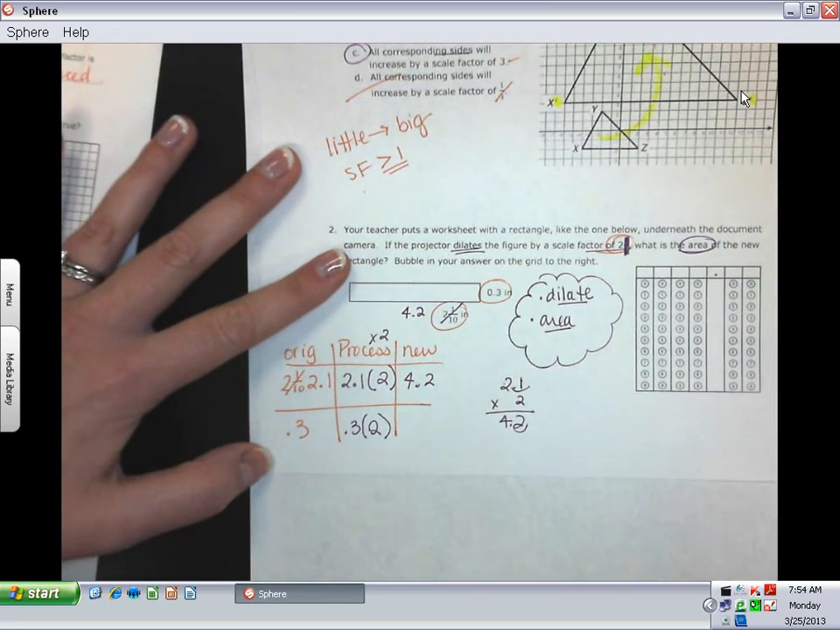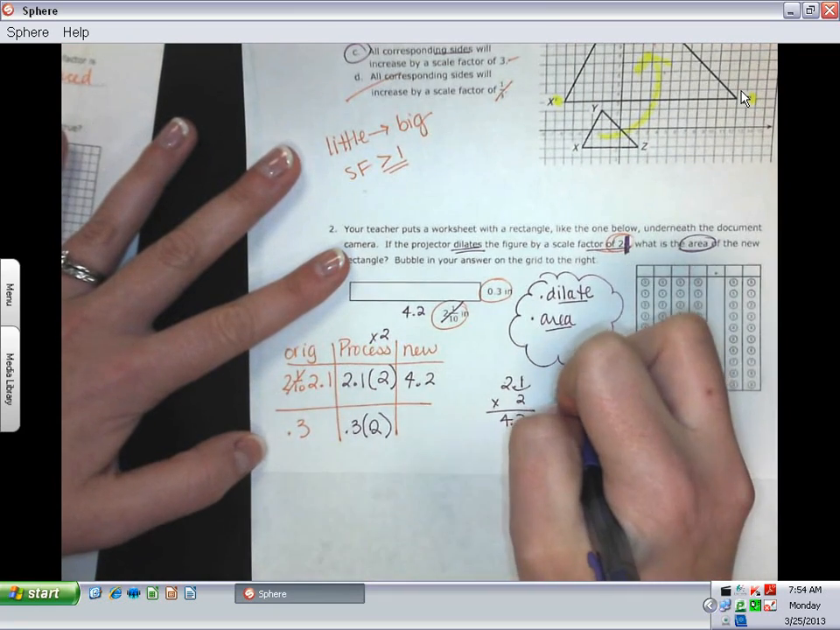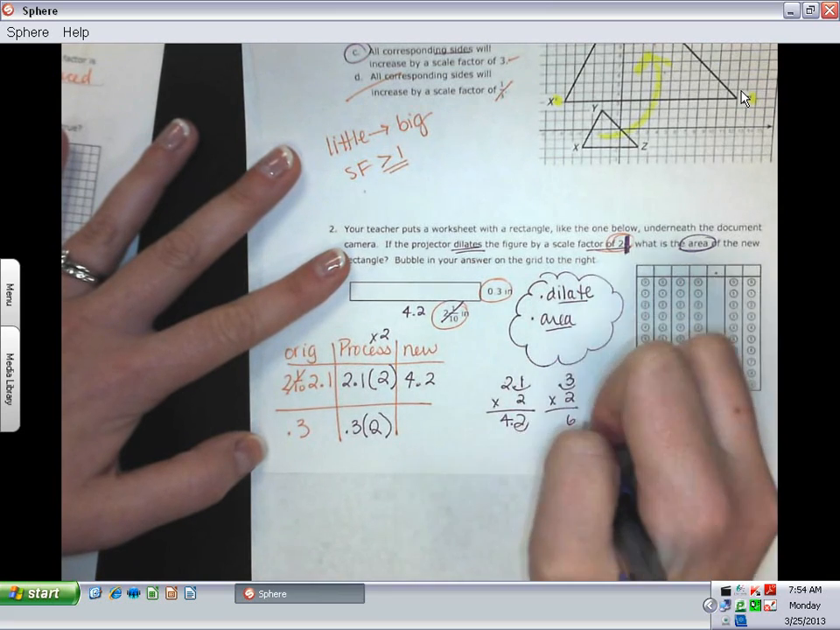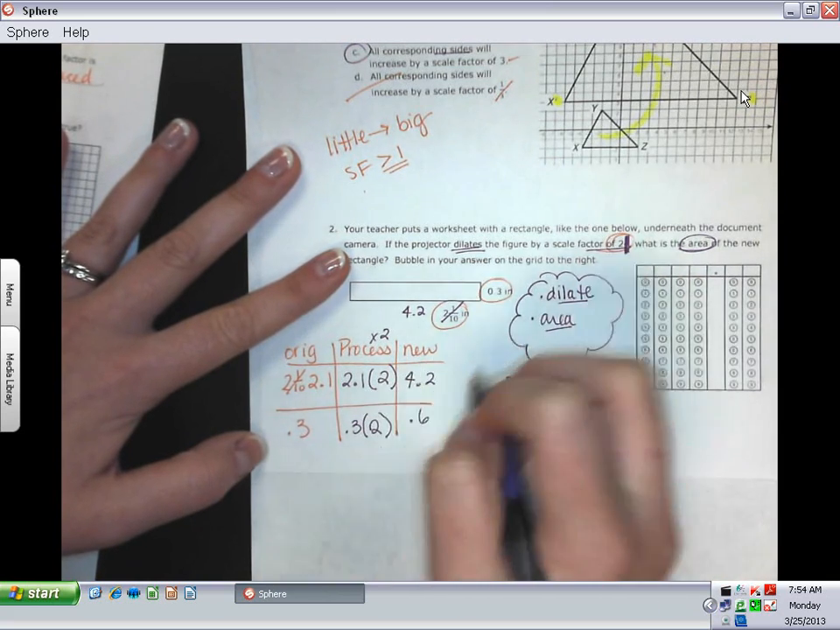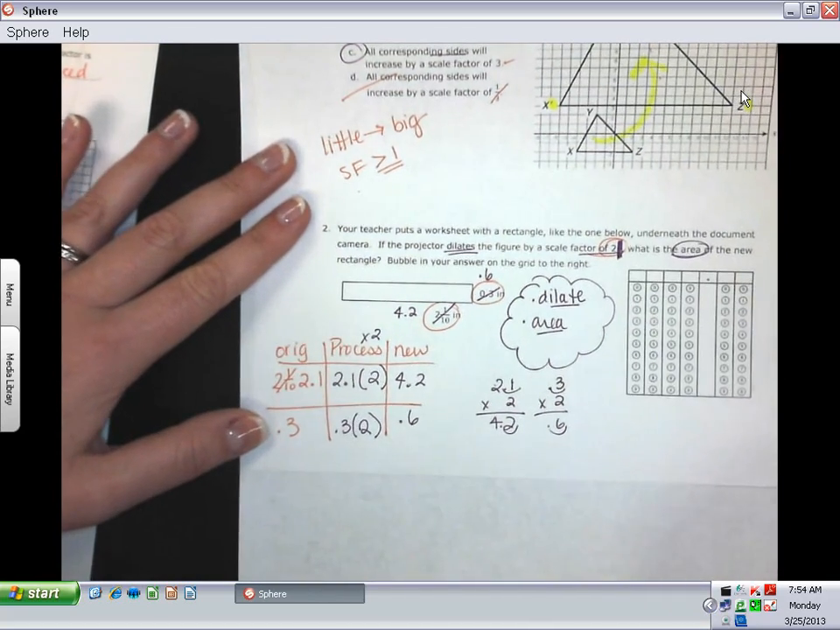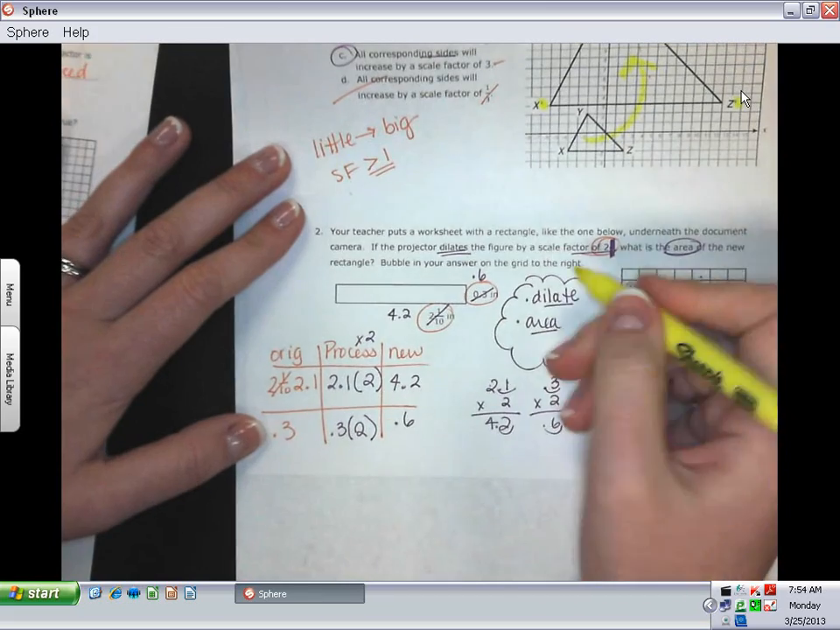But now I need to find the other one. So I'm going to do 0.3 times 2. 2 times 3 is 6. I have 1 decimal place, so now it is 0.6. So I did step 1, which is my dilation here.